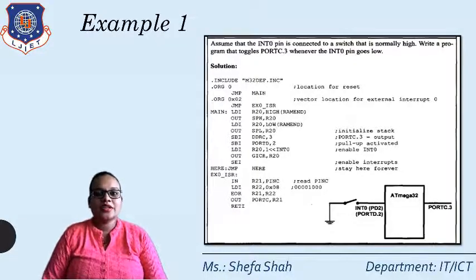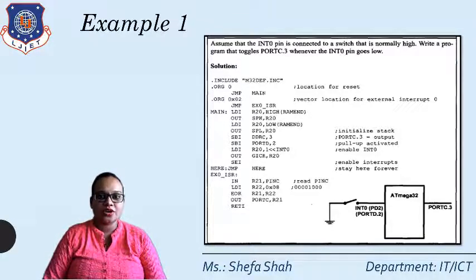So here, as you can see, first we will initialize using this .include directive. Then we will write the main program, but the main program will start from 0x100. So we will use .org 0, and at the 0 address we will write an instruction that is jump main. So it will jump to the main program.